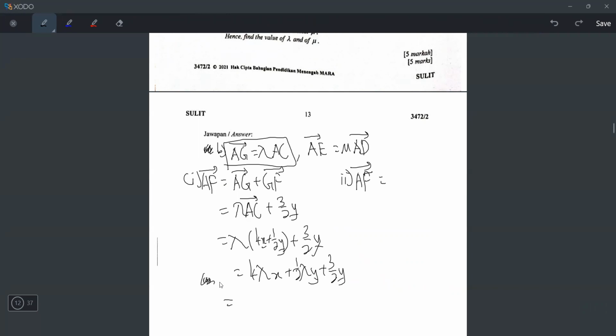So don't leave your answer like that. Okay, try to make it have just one x and one y. So what you can do, you factorize out the y, so it becomes 1/2 lambda plus 3/2 like this. So this is the answer.